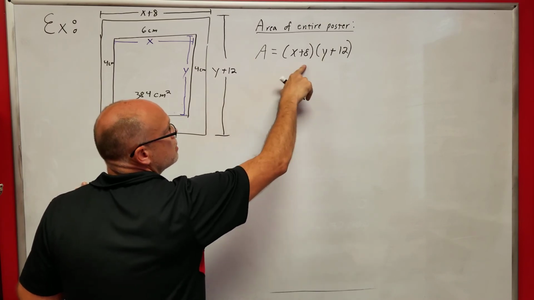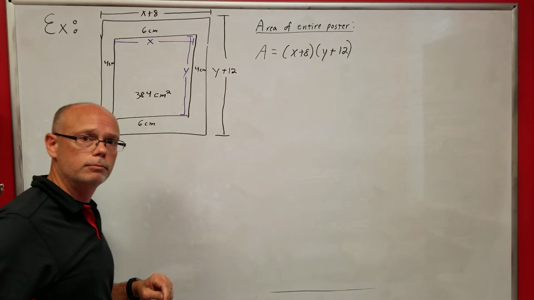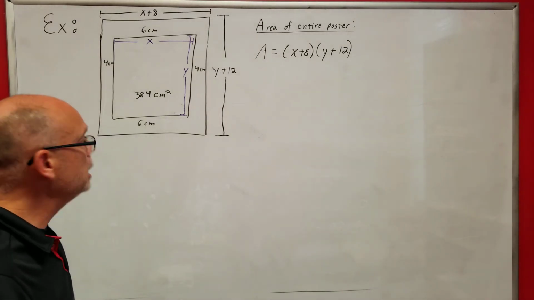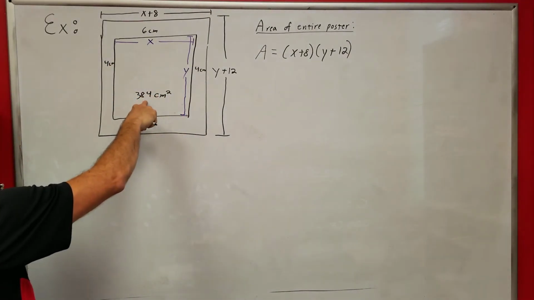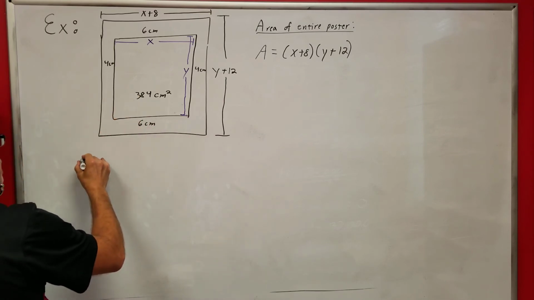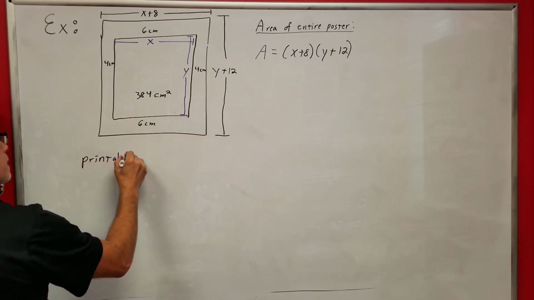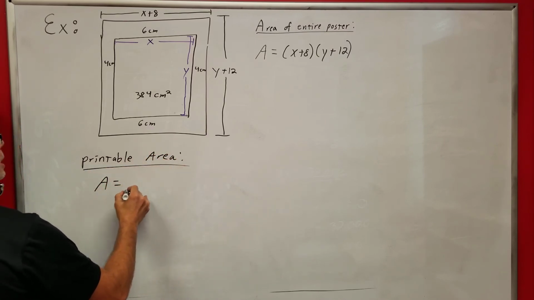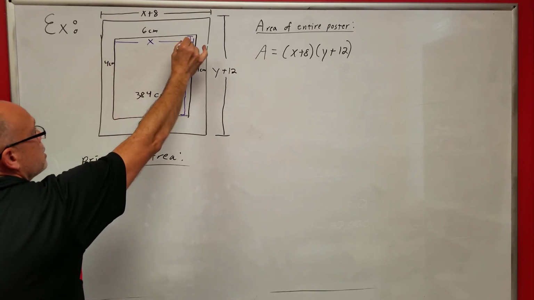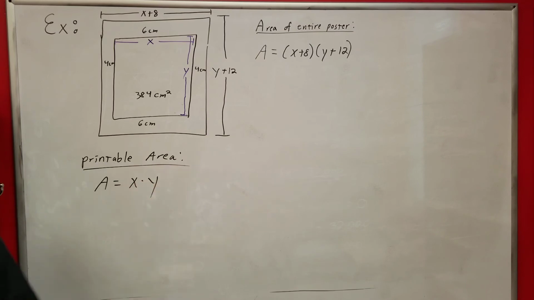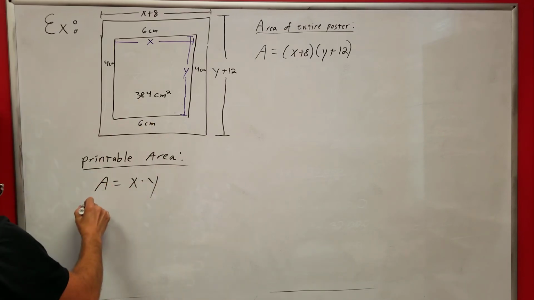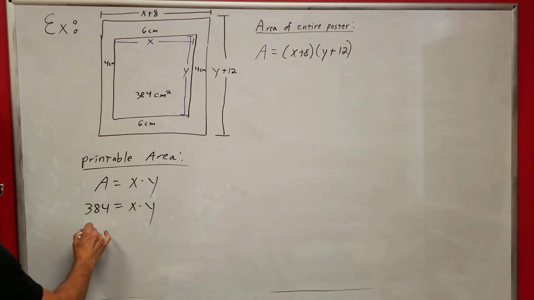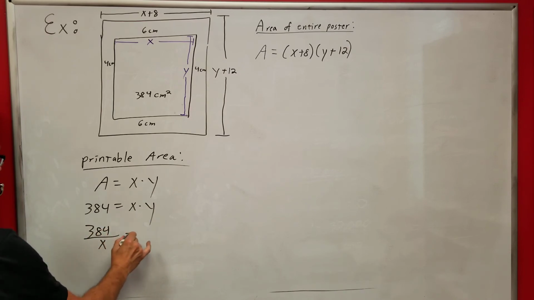to minimize this, I'm going to need the same variable here and here, okay? So I'm going to use the other piece of information just like we keep doing. What do they say about the inside or the printable area here? It needs to be 384 square centimeters, right? So I'm going to say printable area. Printable area will be length times width, right? In this case, it'll be X times Y. But what does that area need to be? 384, right? Now solve for Y. So 384 over X is equal to Y.